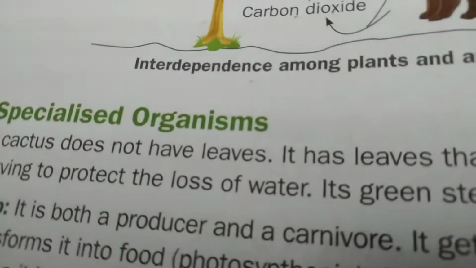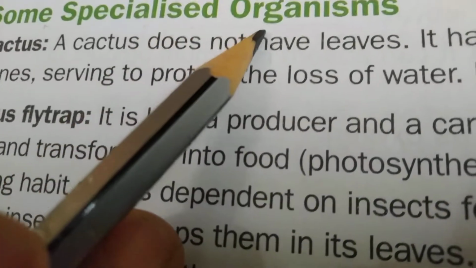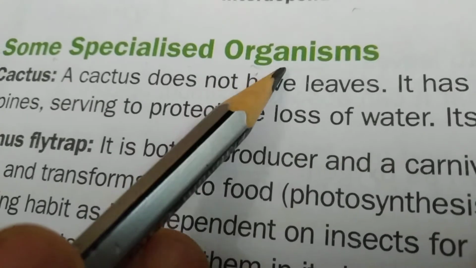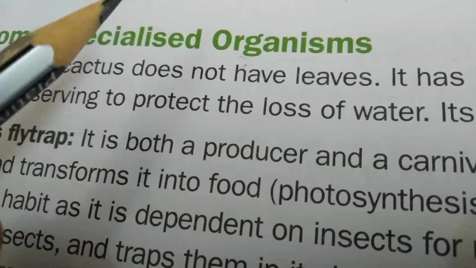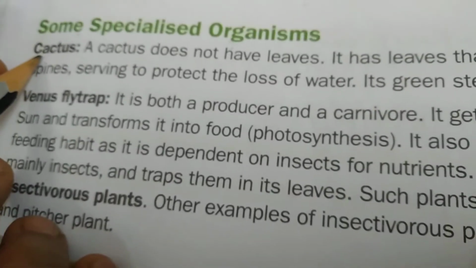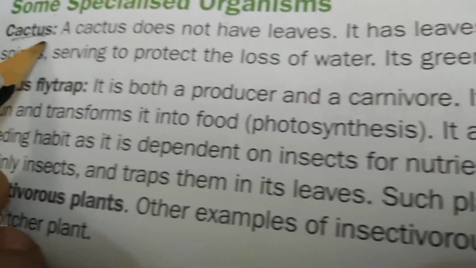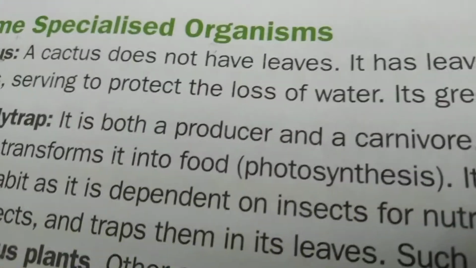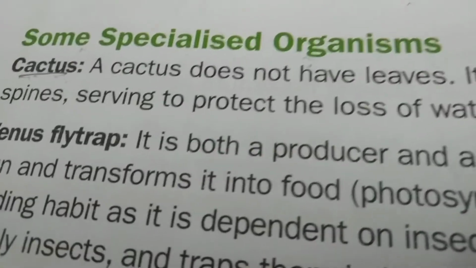Next, coming to the next topic, some specialized organisms. What is the spelling of organisms, children? Organisms. What will we see about these organisms? Let us see. What is the first one? Cactus. What is the spelling of cactus? Cactus. What is meant by cactus? Have you heard this word? Yes. Cactus is a type of plant which grows in desert areas.